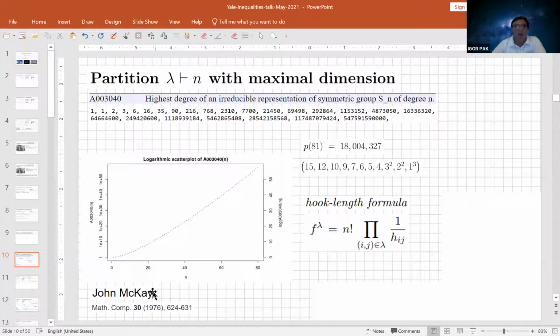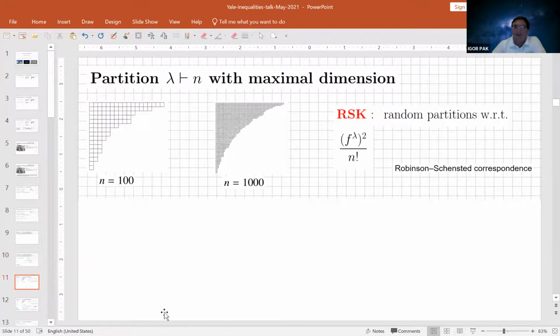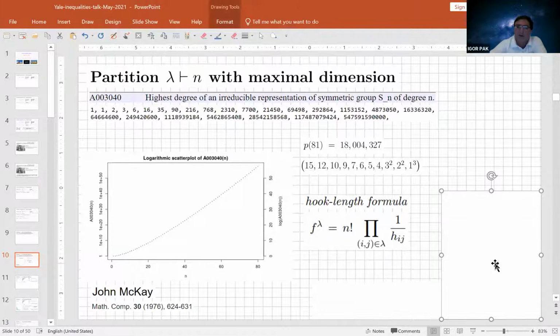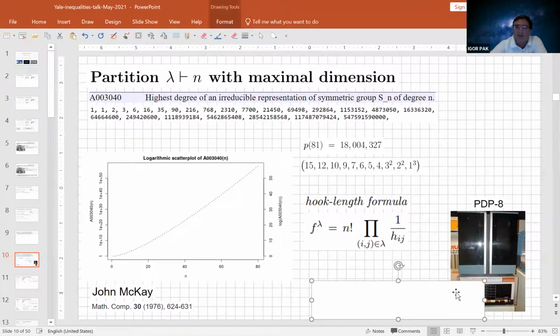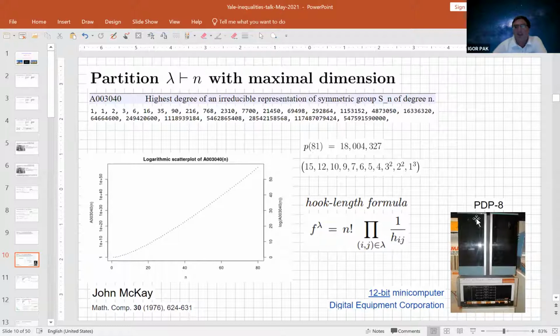This was computed by John McKay, and notice the date. This was 1976. Again, not a recent computation. Let me show you. I think I forgot to erase that. The way he did it was on this antiquated PDP computer, which had a 12-bit microprocessor. This was made by DEC back in the day, and John McKay did a lot of computations.